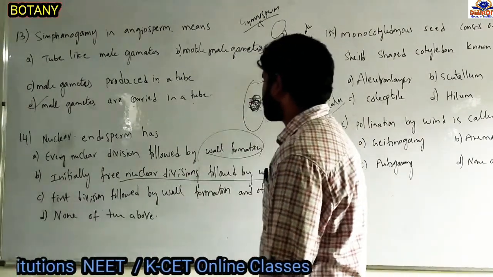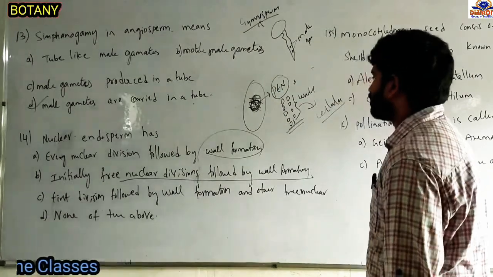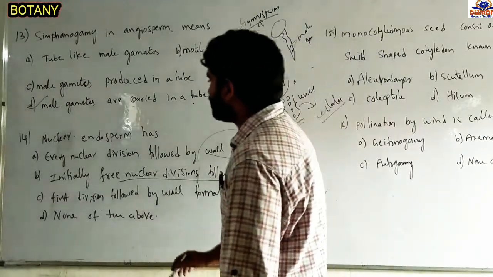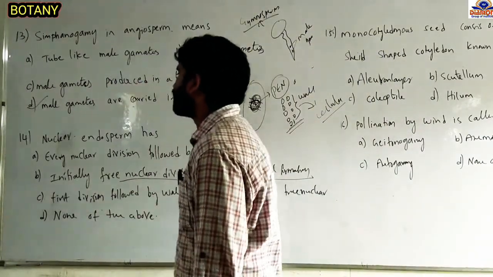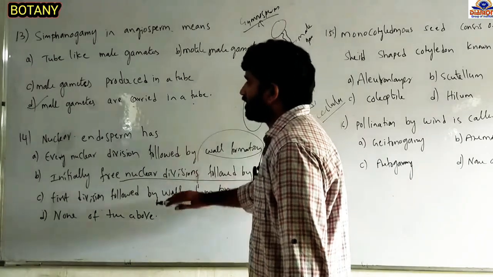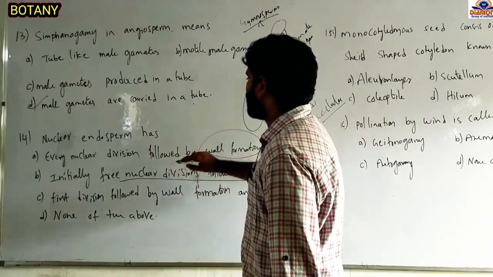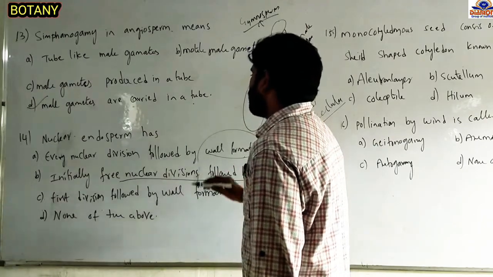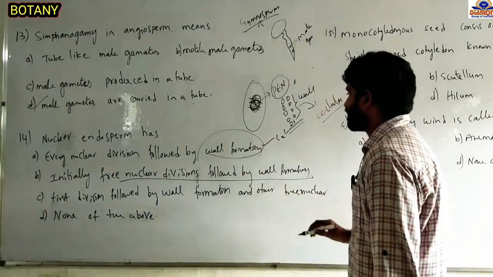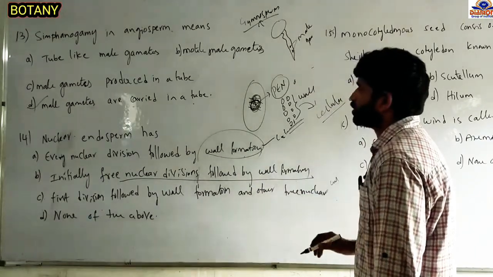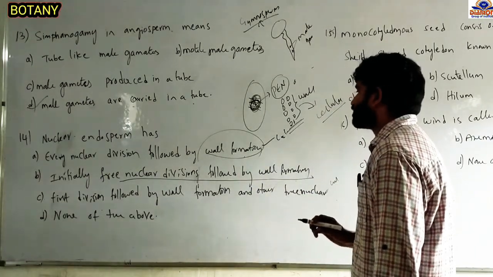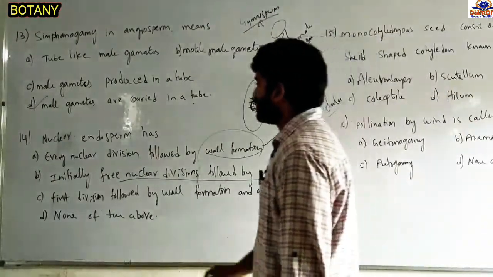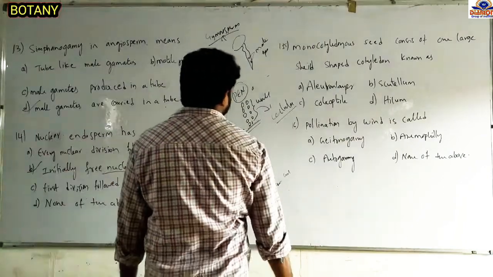And option C, first division followed by wall formation and other free nuclear. So first division followed by wall formation is called cellular endosperm. So out of the given options, every nuclear division followed by wall formation and the first division followed by wall formation are characters of cellular endosperm, and initially free nuclear divisions followed by wall formation is what we call nuclear endosperm. Answer is B. The next question.